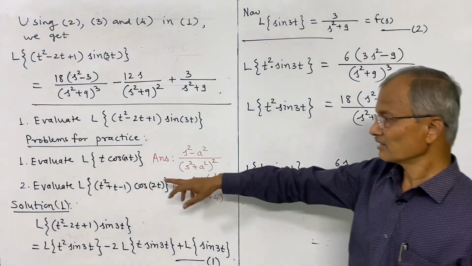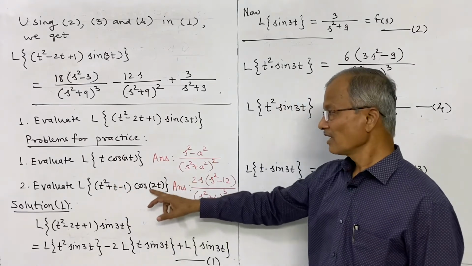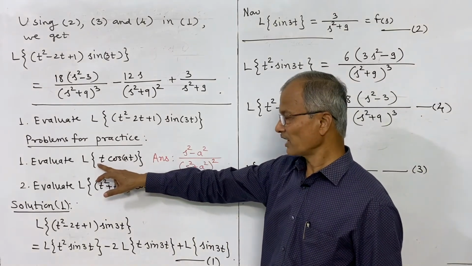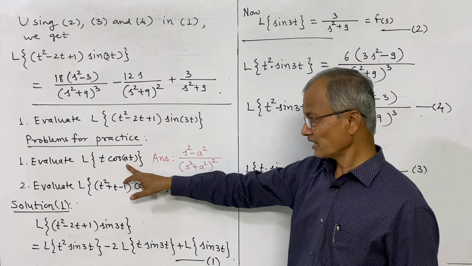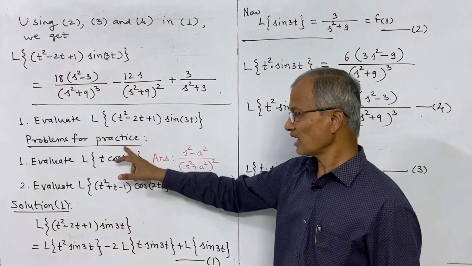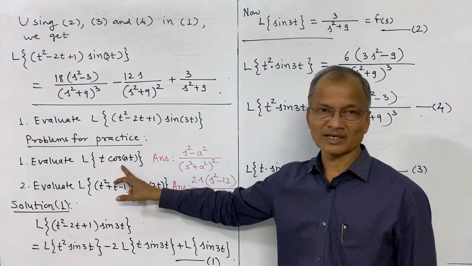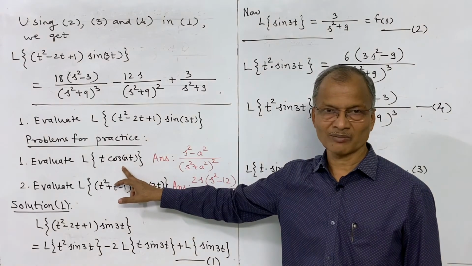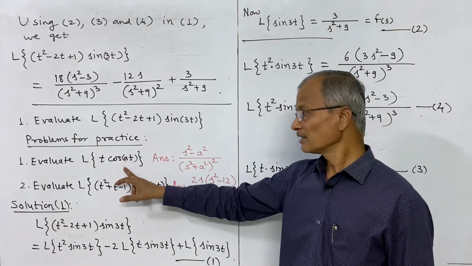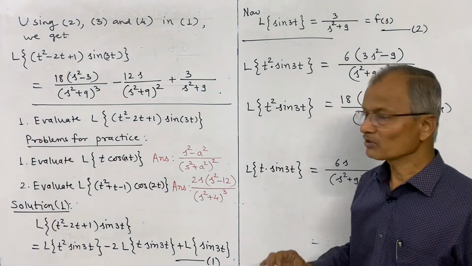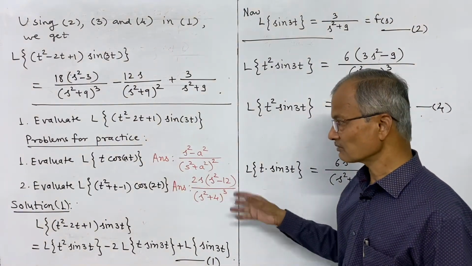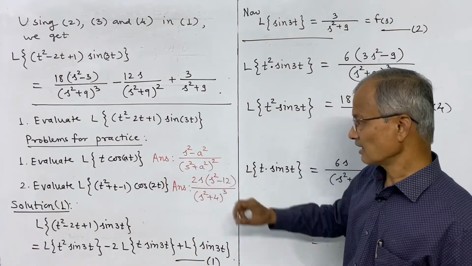Now I have written these 2 problems for you to solve. To find Laplace transform of t into cos at, write the Laplace transform of cos at. We know it is s divided by s square plus a square. Then multiply it by t, means we have to take the derivative of it with respect to s with negative sign, and this is the answer.